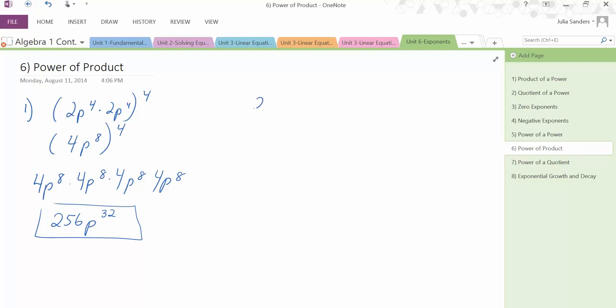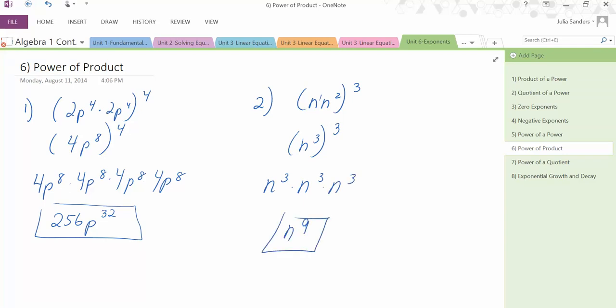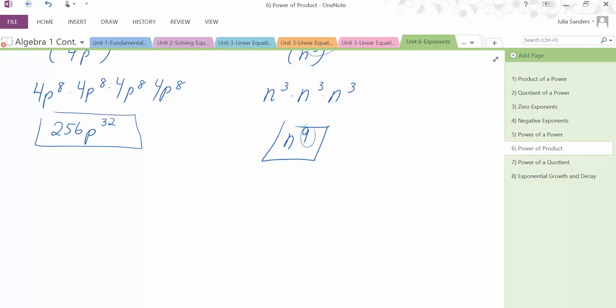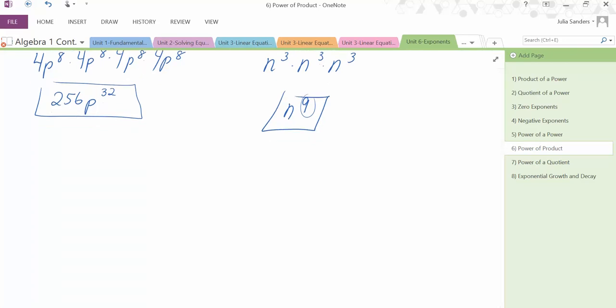For number 2, same idea. So before you write it out 3 times, I would actually simplify everything. So it'd be n to the third all raised to the third power, n to the third times n to the third times n to the third, which is n to the ninth. Now you'll notice with power of powers, you could actually just multiply it. So 3 times 3 would also give you 9. Okay, so simplify what you have in parentheses first, and then go from there.